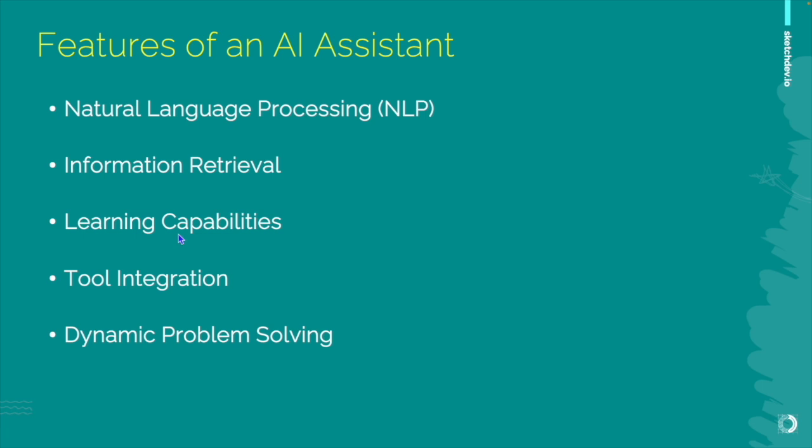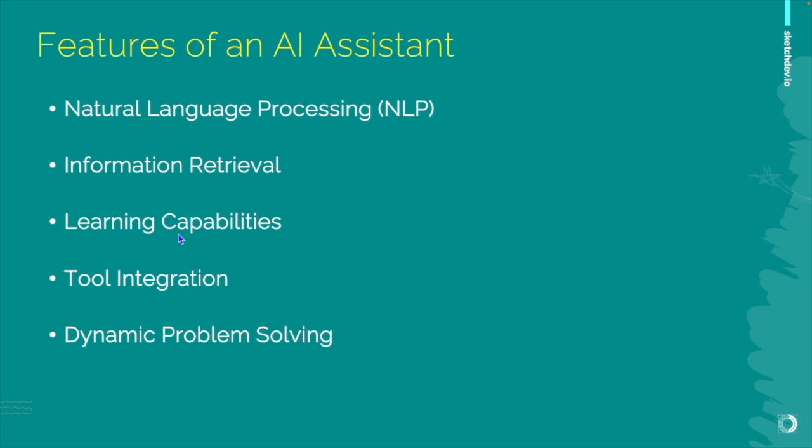The first is natural language processing. It needs the ability to understand and respond to human language. Next is information retrieval. It should be able to quickly search for and present information, whether it finds it on the web or through documents that you've uploaded to the assistant or even other data sources.